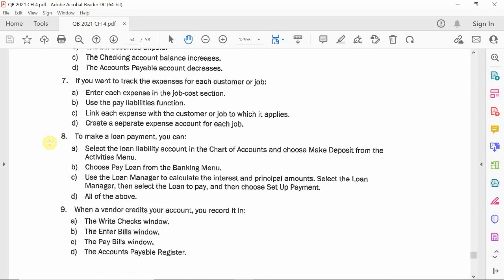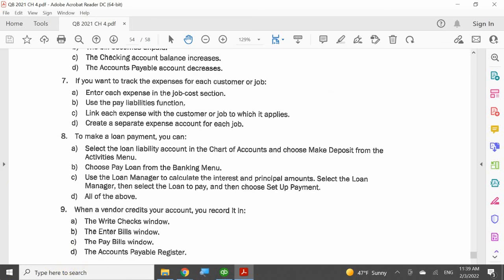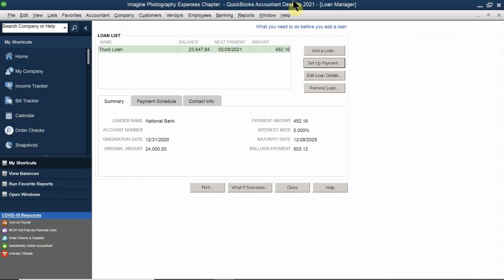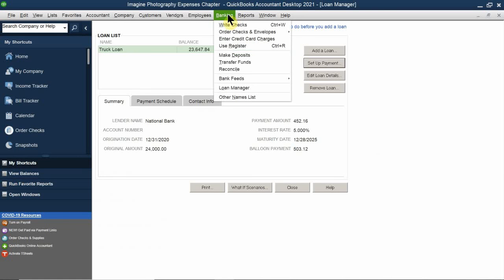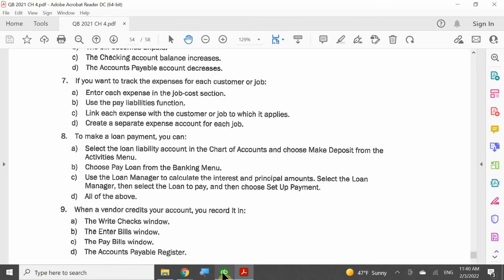Okay, let's see B. Choose pay loan from the banking menu. Is there a pay loan in the banking menu? Let's take a look. Banking menu. Is there pay loans? No. So in this case, B is not the correct answer. So let's see what the next one is.